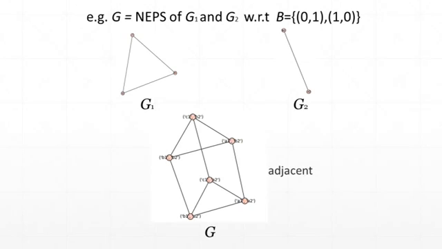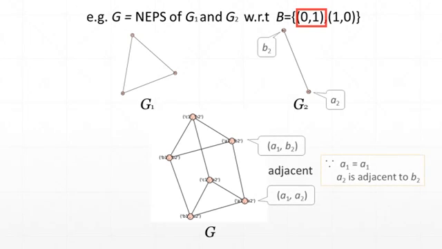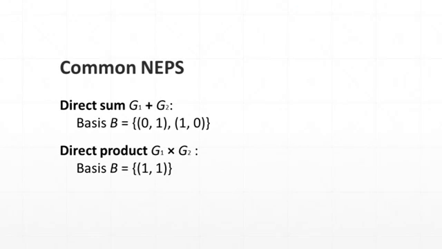For example, let graph G be the NEPS of G1 and G2 with respect to basis B. We will take vertex A1, A2 as reference. In G2, A2 is adjacent to B2. As A1 equals A1, and A2 is adjacent to B2, under the basis (0, 1), (A1, A2) is adjacent to (A1, B2). Common NEPS include direct sum with basis (0, 1), (1, 0), and direct product with basis (1, 1). We will use them in the next part.